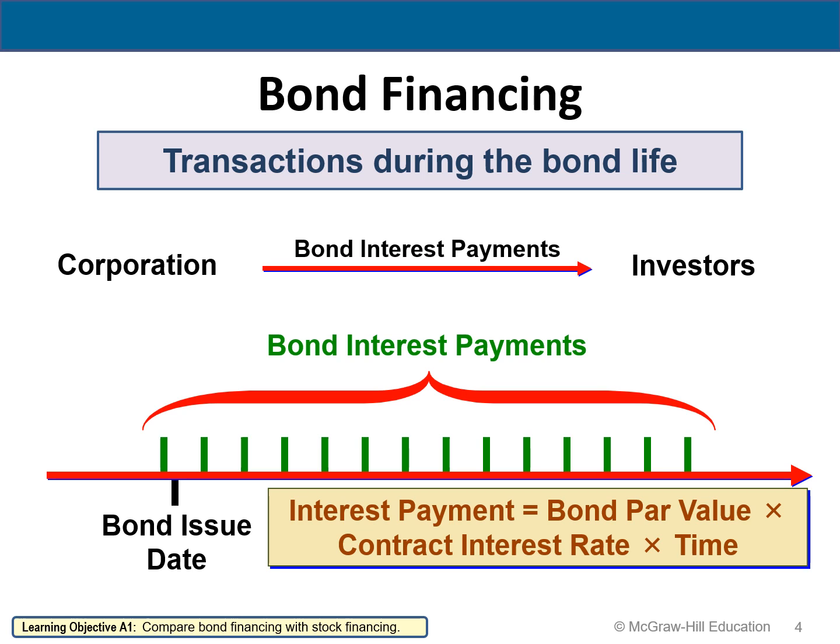And so what'll happen is a corporation will issue bonds to investors, and those bonds will typically pay a semi-annual interest rate or some frequency of interest income over the course of the bond to whoever the bondholder is. So you have a bond issue date, and then from the issue date until the time the bond matures, you'll pay periodic interest payments to those bondholders. Okay, so the interest payment is typically computed as the bond par value times the contract interest rate times time.